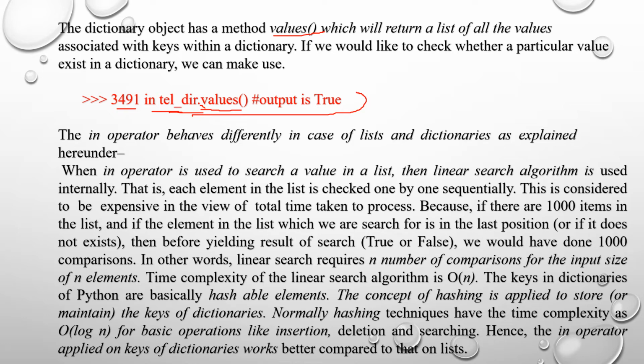The keys in a Python dictionary are basically hashable elements. The concept of hashing is applied to store and maintain the keys of dictionaries. Normally, hashing techniques have a time complexity of log n for basic operations like insertion, deletion, and searching. Hence, the in operator applied on the keys of a dictionary works better compared to that on a list.